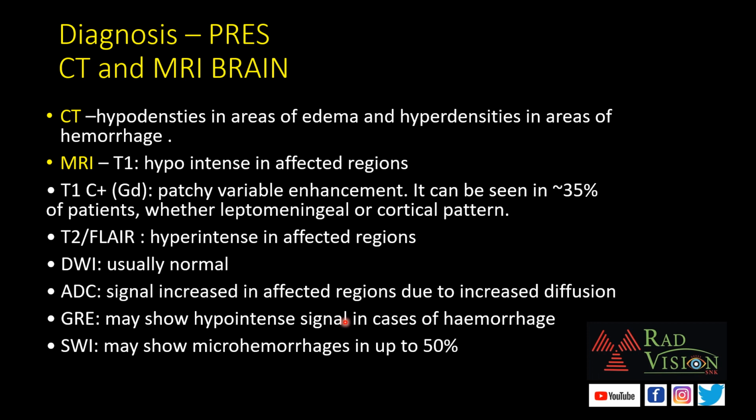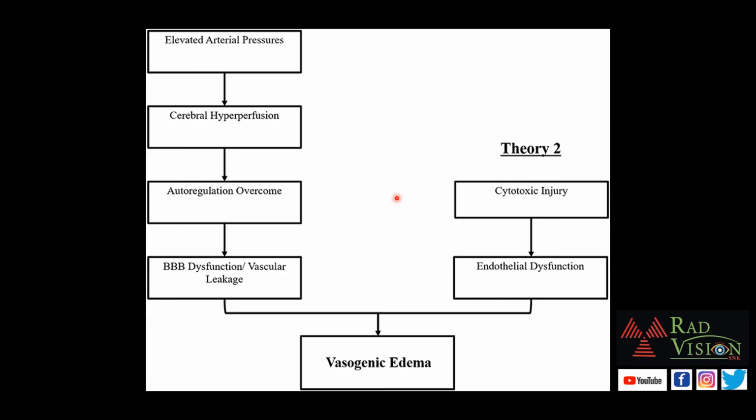GRE may show blooming in case of hemorrhage. SWI may show microhemorrhages. And sometimes there is patchy variable enhancement or leptomeningeal enhancement.